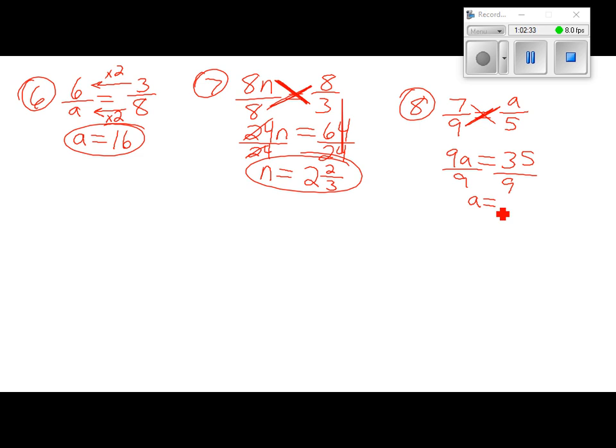3.8 repeating. Does anybody know what that is? We talked about this earlier this year. Anytime you get a number that's repeating, it's that number over what? 9. So that's the same as 3 and 8/9. Oops. It's supposed to say 3/8.